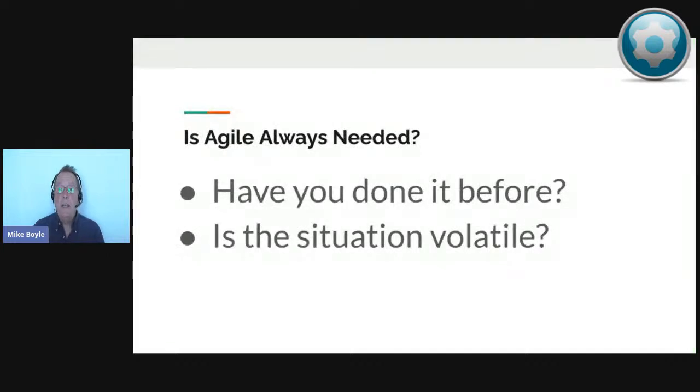Is the situation volatile? If the situation is not volatile and is pretty calm, and you can pretty much predict how things are going, then there's no need for Agile. I think we know after the last 4 months that virtually everything we're doing does not fall into these 2 categories.